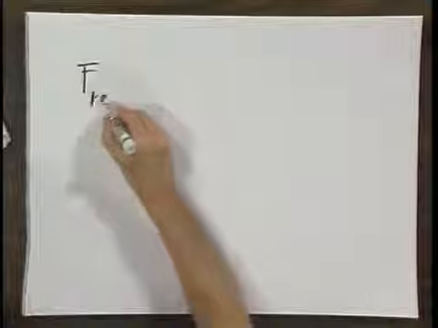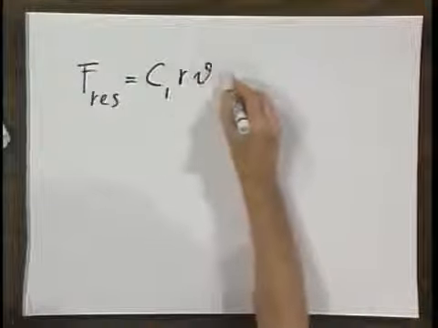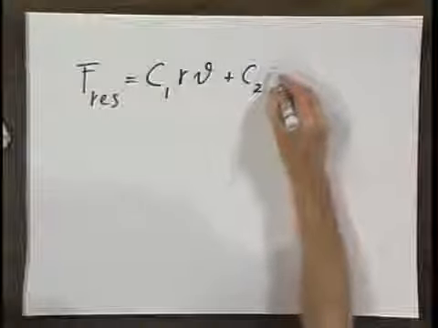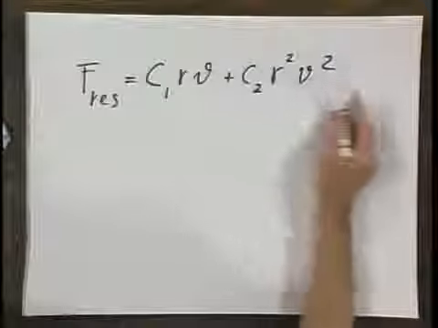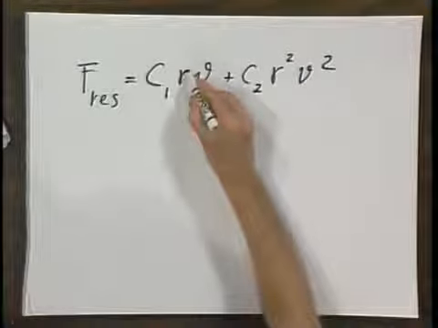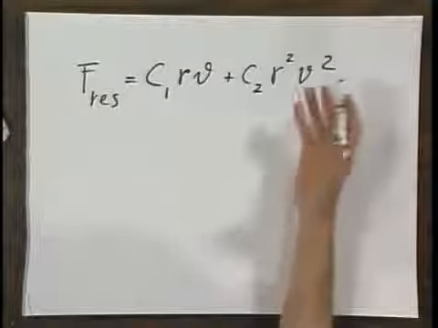As I have discussed in a separate segment, the resistive force that a spherical object experiences when it moves through air at 1 atmosphere can be written as follows. This is the magnitude of the resistive force, C1 R V plus C2 R squared V squared. V is the speed of the object and R is the radius of the sphere. The object has the shape of a sphere.